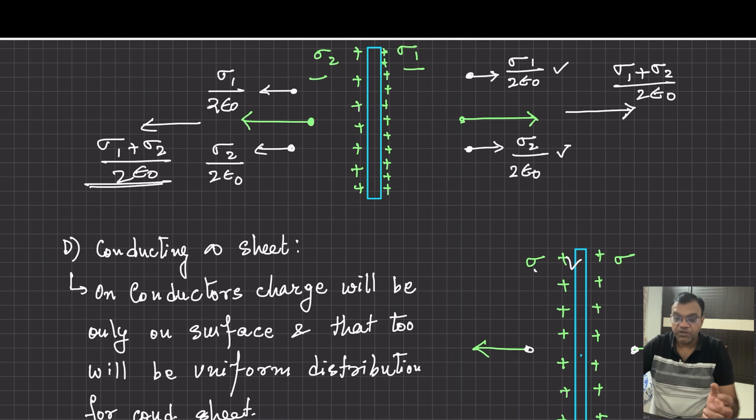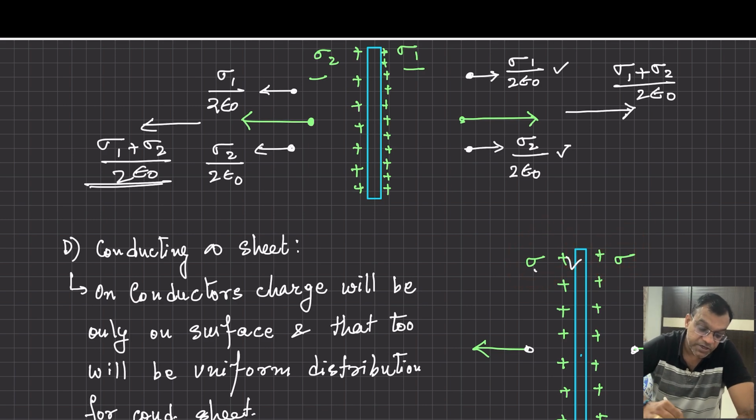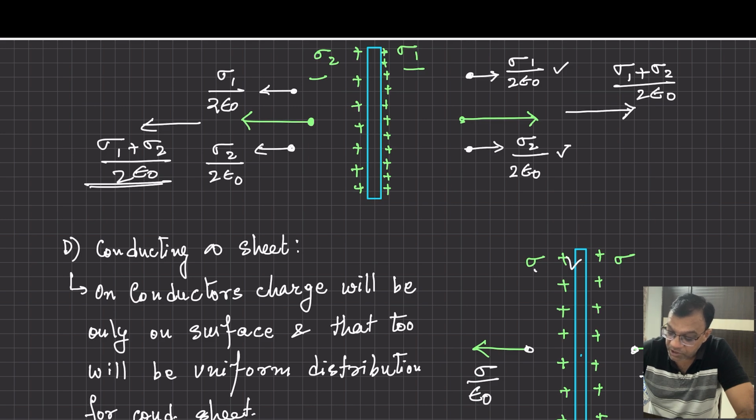For the conducting sheet, charge will be only on the surfaces. So here the charge density on both the sides on the conducting sheet will be equal. So electric field intensity directly I am writing here. It is sigma upon epsilon naught here and sigma upon epsilon naught here. If it is negative charge, then it will be towards the sheet. If it is positive charge, away from the sheet, negative charge towards the sheet.